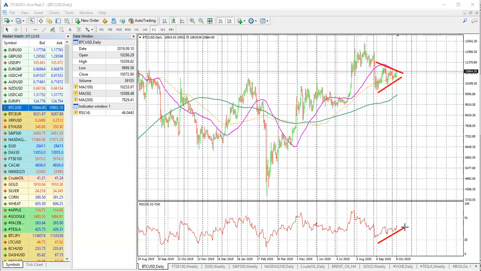So, to summarize, the Bitcoin price has started to look a lot more bullish because the price has moved above the 50-day moving average. Secondly, the RSI is still showing upward momentum. And thirdly and finally, the price has formed a symmetrical triangle pattern, which is a bullish pattern for this particular price action.